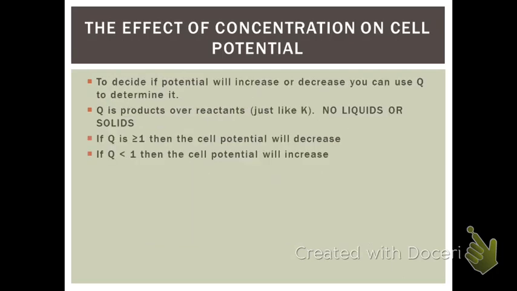So to decide if the potential is going to go up or down, you can either do what I did on the previous slide where I used Le Chatelier, or you can also use Q. And you really need to know both because sometimes one answer will help more than the other. Remember, Q is products over reactants, just like K. You cannot include liquids and you cannot include solids. If the Q is going to be greater than 1, then the potential will decrease because you're going to be subtracting a number from that E naught cell. If Q is less than 1, then the potential will actually increase.